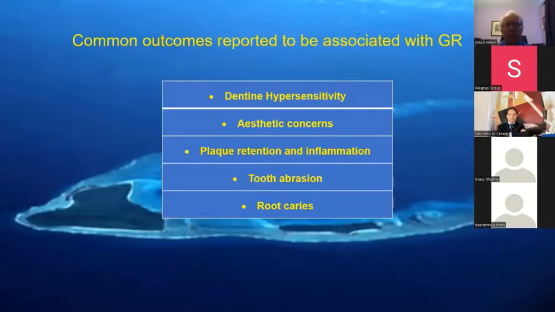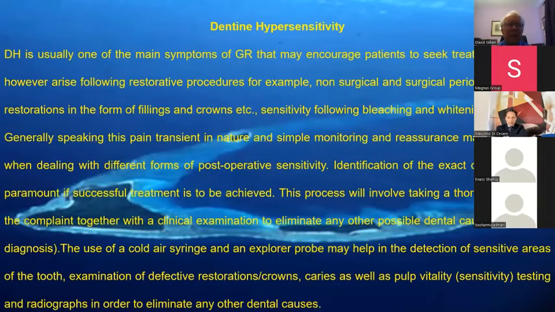So the common outcomes, we discussed some of them. Dentine hypersensitivity, aesthetic concerns, where patients are probably more concerned. Pain and aesthetic concerns, plaque retention, tooth abrasion, and caries, root caries. Next slide, please. Next slide. Yeah, this is simply a slide. It's a transient pain sensitivity. We generally just use a probe or cold air to identify and assess the problem. Next slide, please.